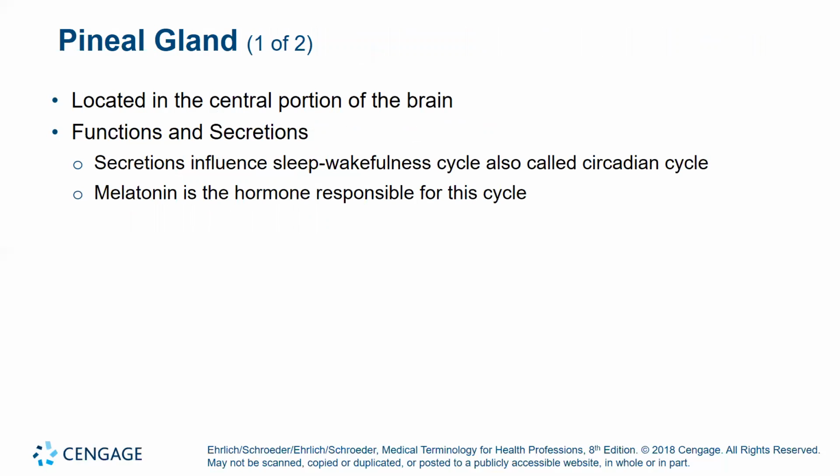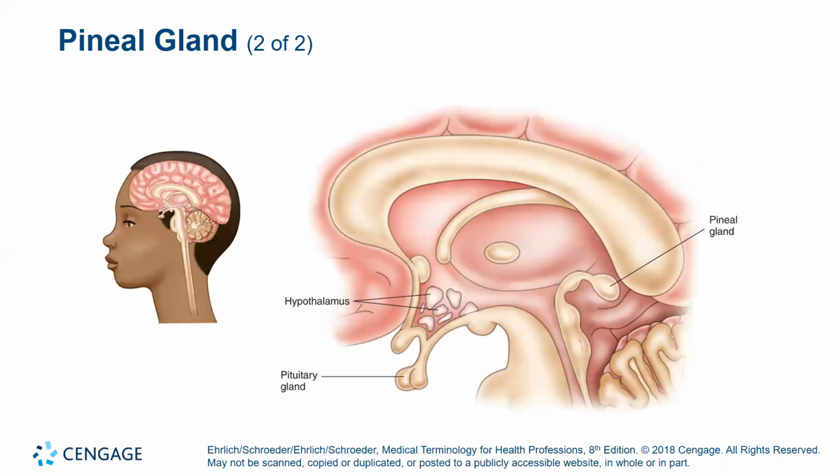We have the pineal gland. This is located in the central portion of the brain. The functions and secretions: it secretes secretions that influence the sleep-wakefulness cycle, also called the circadian cycle. Melatonin is a hormone responsible for this cycle. Here you can see the pineal gland. Here's where this is located, right here. And then we have the pituitary gland, and then the hypothalamus in these areas here.